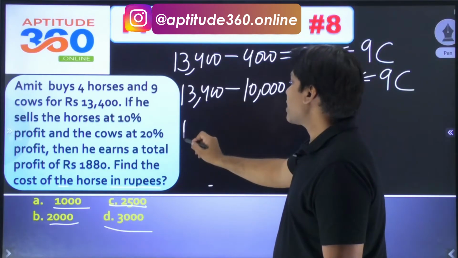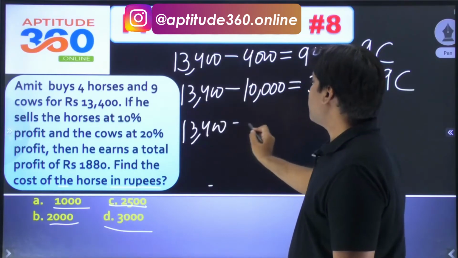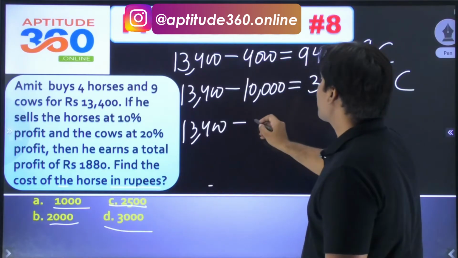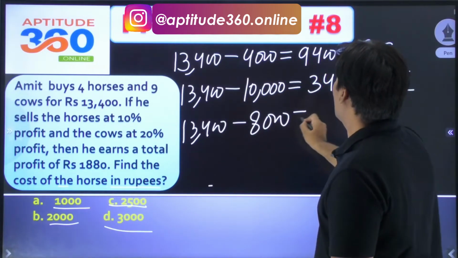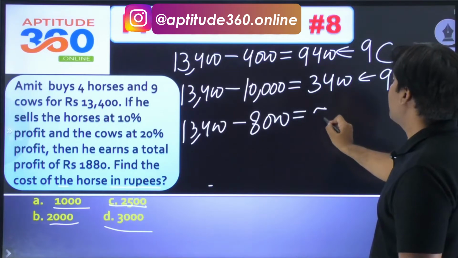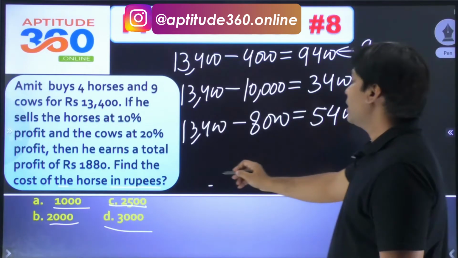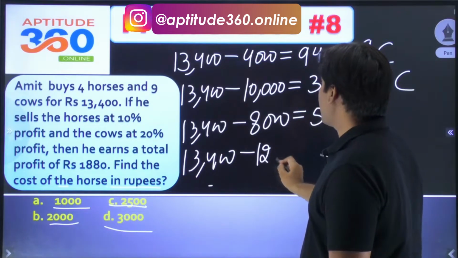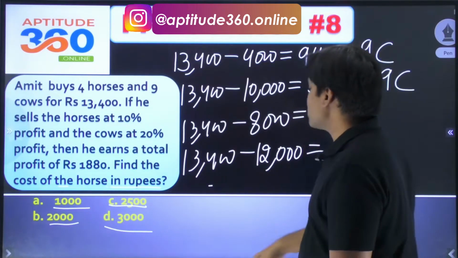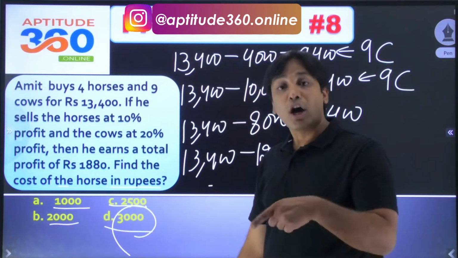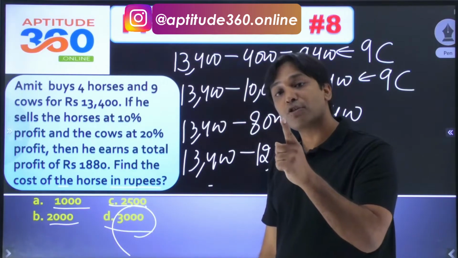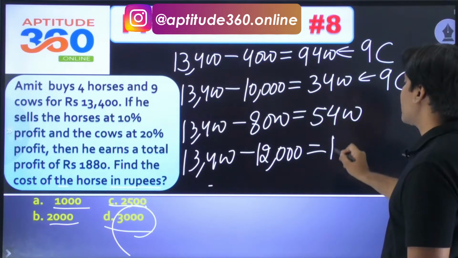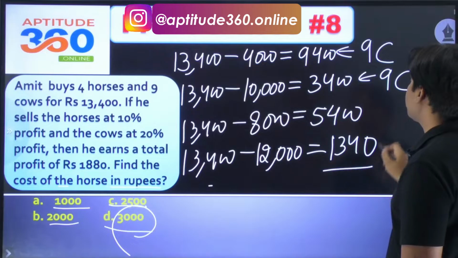Now probably you understand what I am doing. 13,400 minus 8,000, the option number B. So this is coming out as 5,400, and in the fourth option it is 12,000. How am I getting 12,000? Because price of one horse is 3,000, so price of 4 horses will become 3,000 into 4, which is 12,000, and this one comes out as this much.